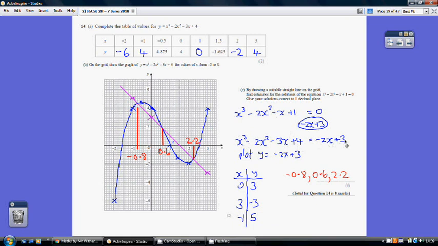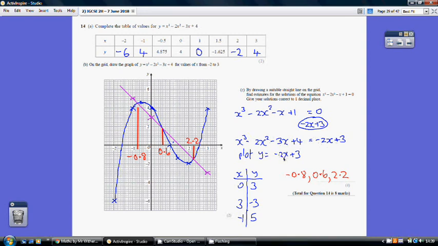minus 2x plus 3. So we've already got the cubic graph of y equaling x cubed minus 2x squared minus 3x plus 4. So we just have to add the second graph of y equaling minus 2x plus 3 and then see where these two curves intersect, these two graphs intersect, to get our solutions. When I say curves, minus 2x plus 3 is of course a straight line. So this second graph is going to be a straight line.